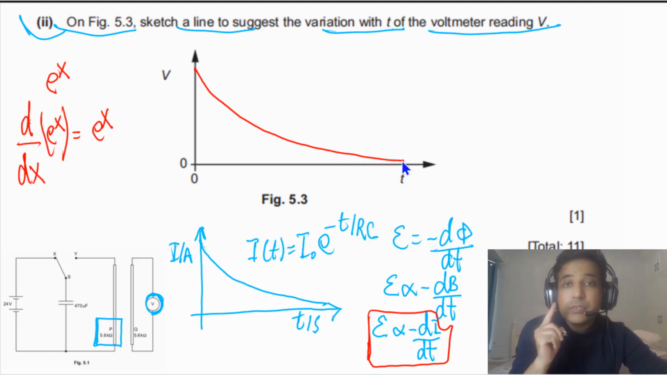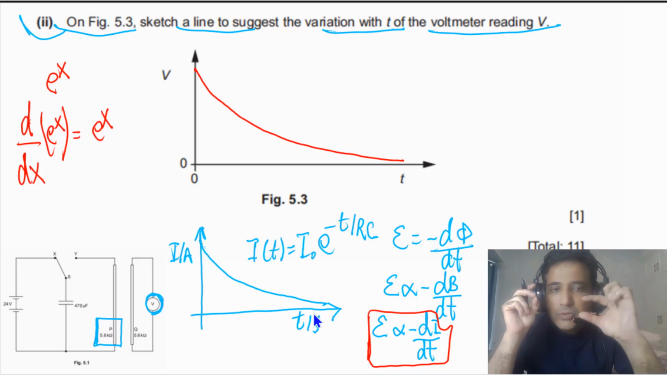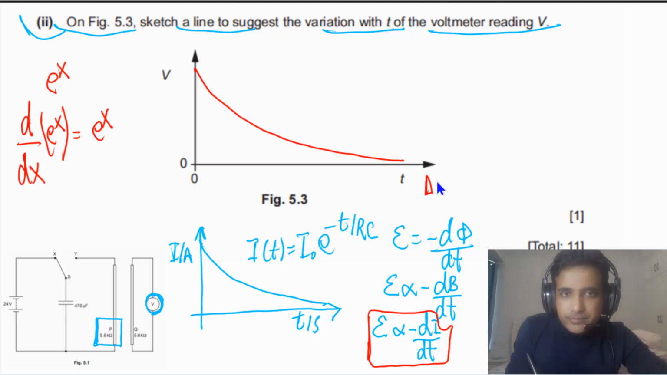When the change in current is very small, the EMF will be very small. We can also say, when current is changing very slowly with time, meaning the change in current is about equal to 0, the EMF also will be about equal to 0. But the EMF will not be 0. That's the reason it should not touch the T-axis.